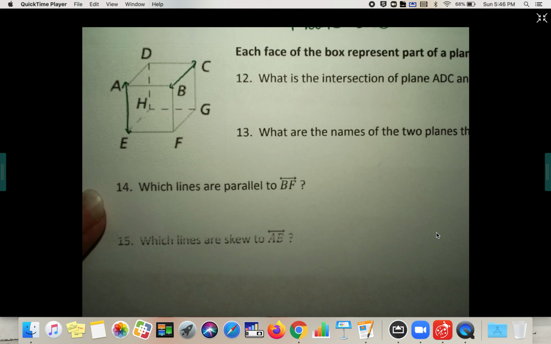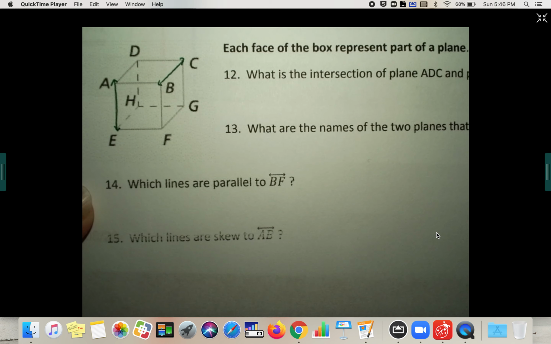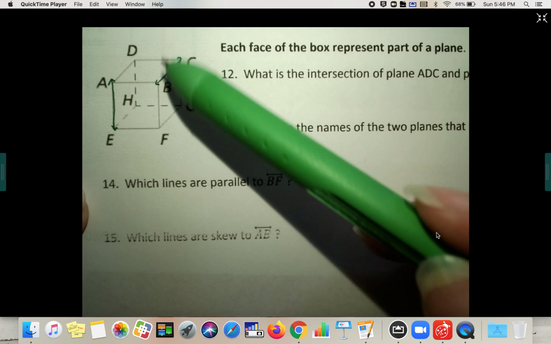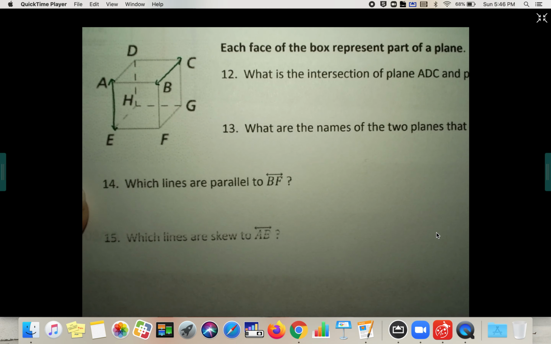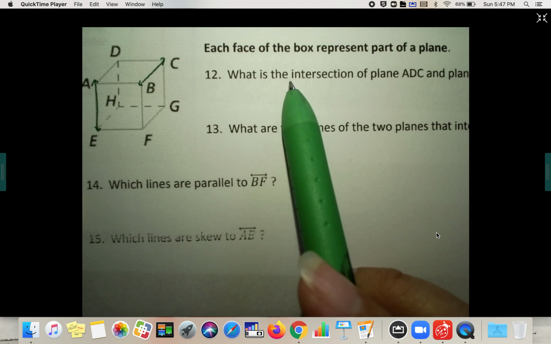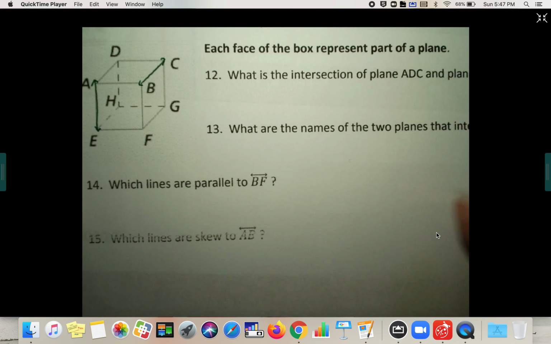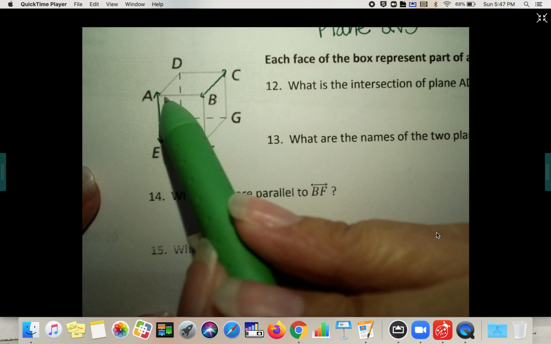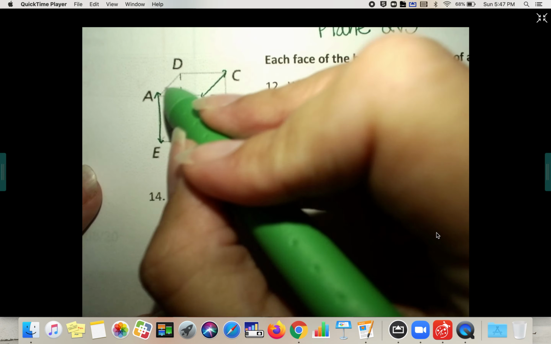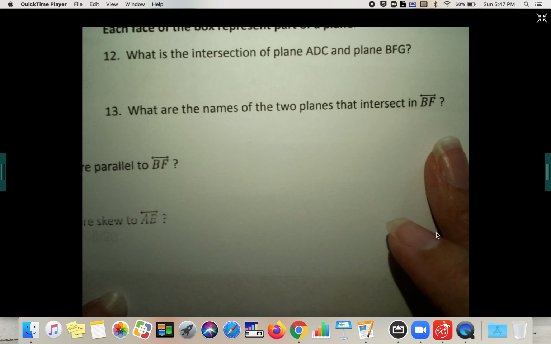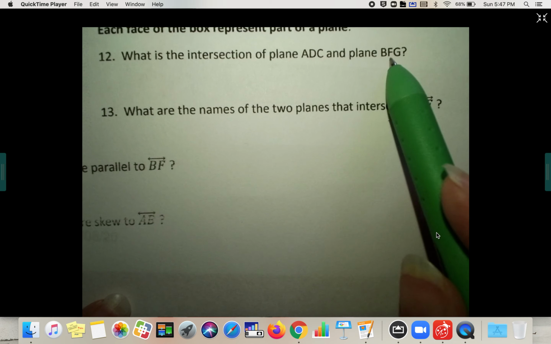drew on earlier, but that's okay. Each face of the box represents part of a plane. So again, these are planes. Pretend they continue out in space in all directions infinitely. It's just that we're seeing a section of it. So what would be the intersection, so where they meet, an intersection is a place where they meet, of plane ADC, let's figure out which one we're talking about, ADC, so we're talking about this top of the box. ADC is that plane, and plane BFG.